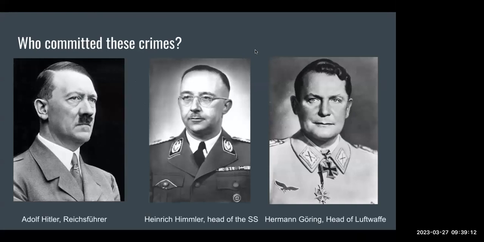Well, let's start with who was in charge. Obviously we've talked a little bit about Adolf Hitler. His official title was Reichsführer, the head of the SS, which was the Schutzstaffel, the particular part of the German government that operated the concentration camps, as well as carried out a lot of the mass killings. That was Heinrich Himmler. And then on the right, you see Hermann Göring. He was the head of the Luftwaffe, which was the German Air Force, but also he was heavily involved in the planning, organization, and carrying out of the Holocaust as well.